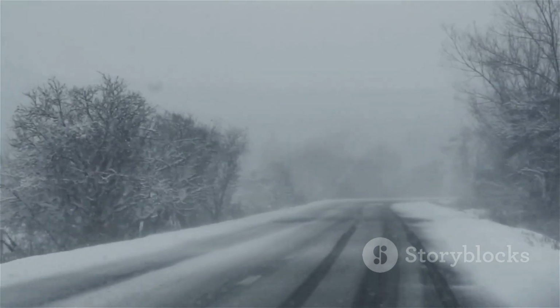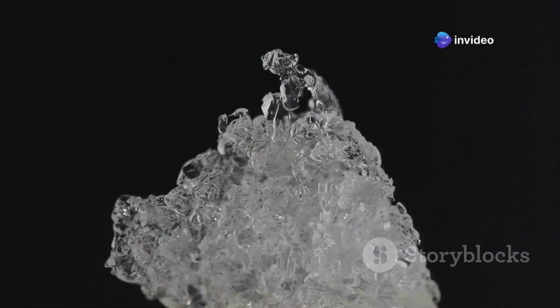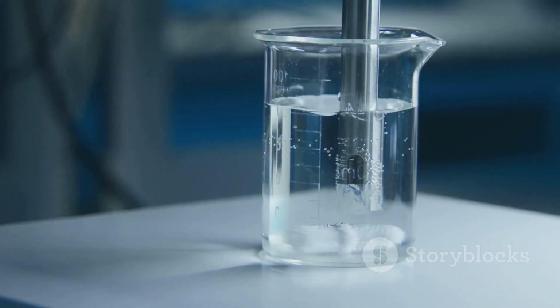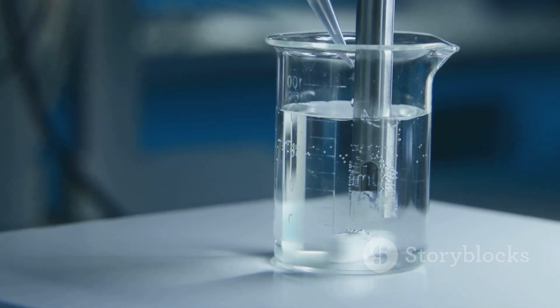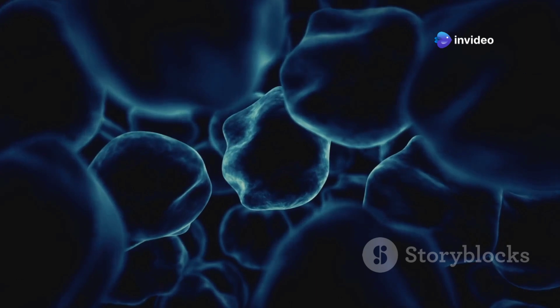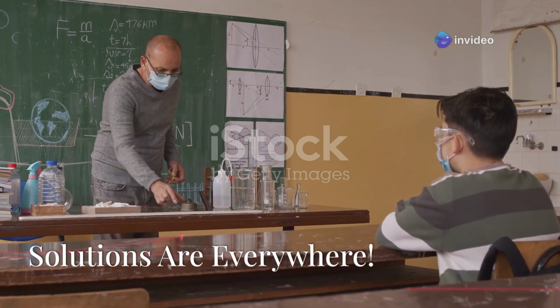Another one is freezing point depression. Adding salt to icy roads takes advantage of this property. The salt dissolves in the ice, lowering its freezing point and causing it to melt. Osmotic pressure is another important colligative property. It's the pressure needed to prevent the flow of solvent across a semi-permeable membrane. It plays a vital role in biological systems, such as regulating water movement in and out of cells.